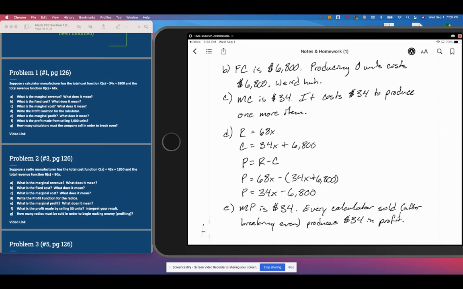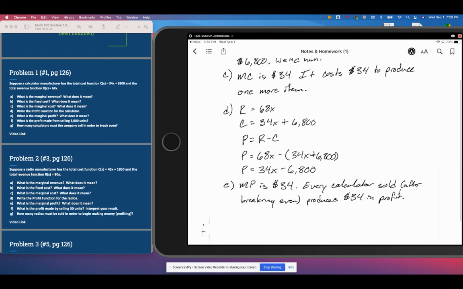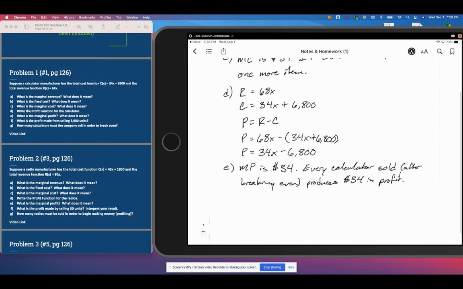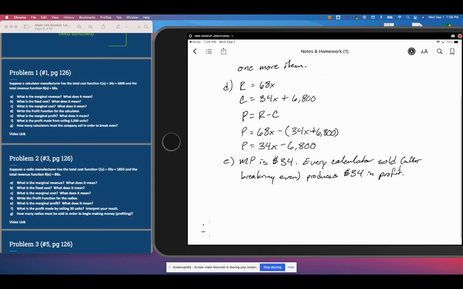Now this is important to understand: you only receive profit after you break even. Before you break even, any money that comes in is just going to pay the fixed costs. And so in order to be making $34 per calculator, we have to sell enough to break even first. And so what is the profit made from selling 3,000 units?